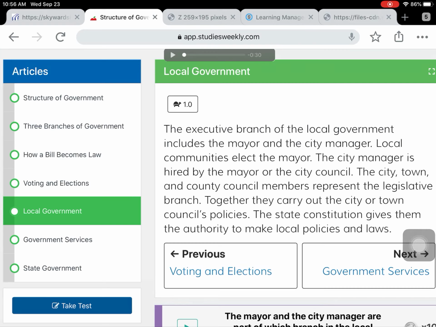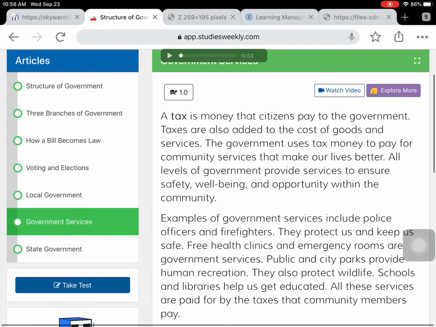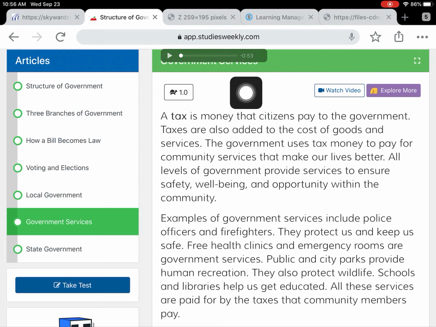So again, just like our state government, we also have 3 branches of government in our local government. Okay? Last thing I want to talk about in this video is government services. So we're going to go ahead and read through this first.